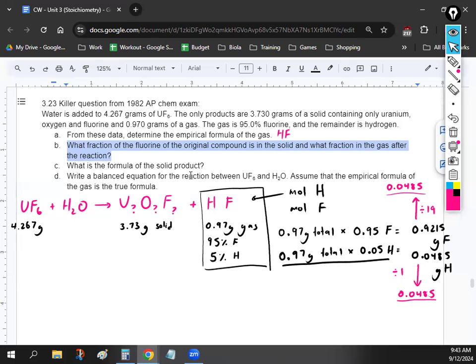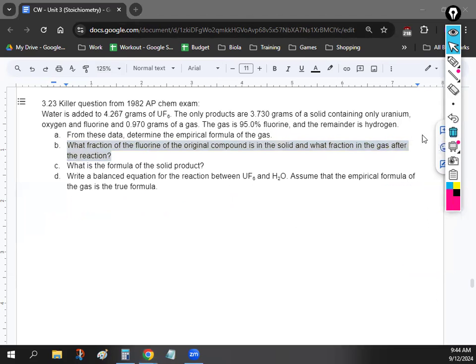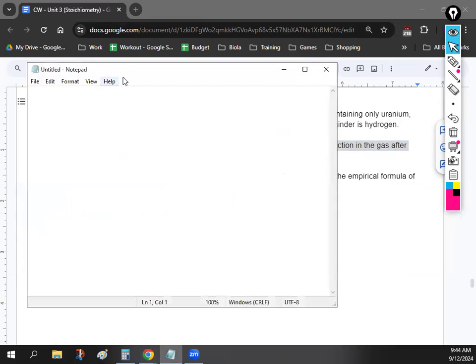Okay, so let's dissect this real quick before we start doing the math. If you take a look at this system, all of the fluorine comes from the UF6, right? And then it breaks apart after the reaction, and some of it goes into the solid that's made of U, O, and F, and some of it goes into the gas that's HF. Does that part make sense? So what this question is asking is basically how much goes into the solid right here and how much goes into the gas right here. I'm going to need the whole screen starting now, so take that down.